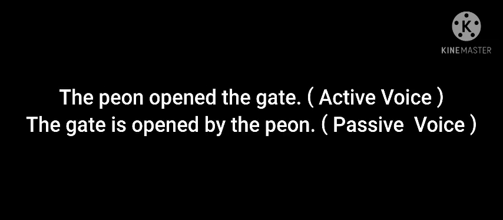When a sentence is changed from active form to passive, the object of the active verb becomes the subject of the passive verb. Note this change in the following example. The peon opened the gate. Active voice. The gate is opened by the peon. Passive voice. The peon is the subject in the first sentence and the gate is the object in the first sentence. When we change this sentence to passive voice, the object of the first sentence, the gate, becomes the subject of the passive voice sentence.